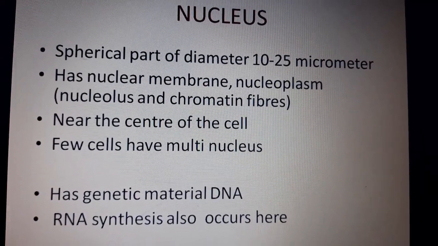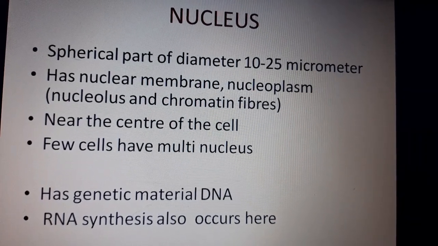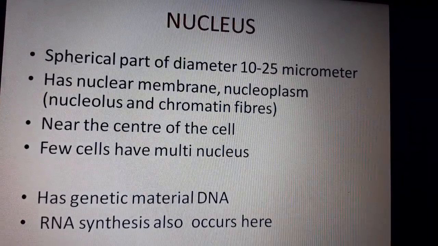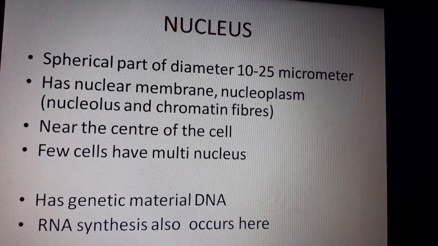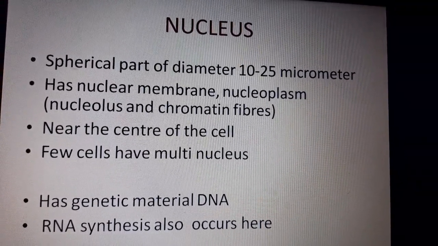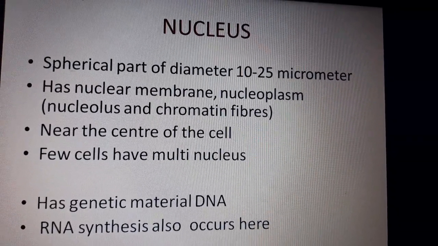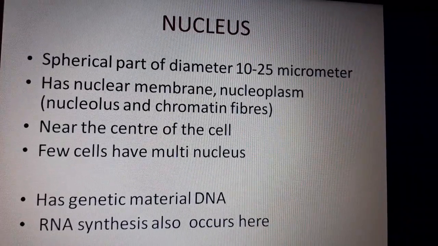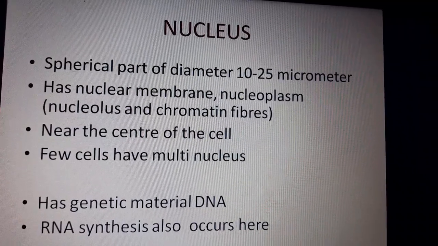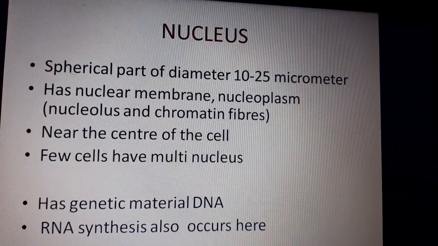Then the nucleus, that is the innermost and central part. This is a spherical part of diameter 10 to 25 micrometer, and it is present near the center of the cell. It has a nuclear membrane, similar to the cell membrane. Then it also has nucleoplasm, that is the fluid. That fluid contains nucleolus and chromatin fibers. It has a genetic material called DNA, deoxyribonucleic acid. RNA synthesis also occurs here.